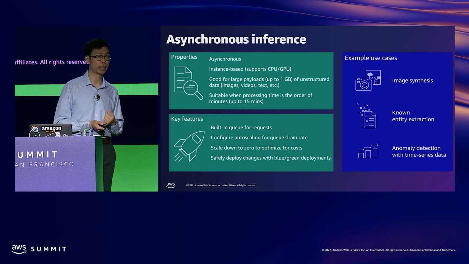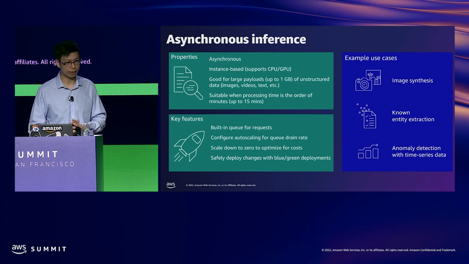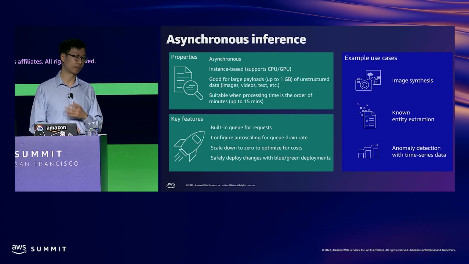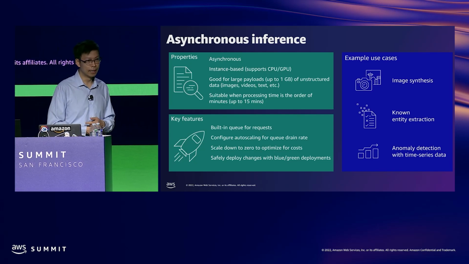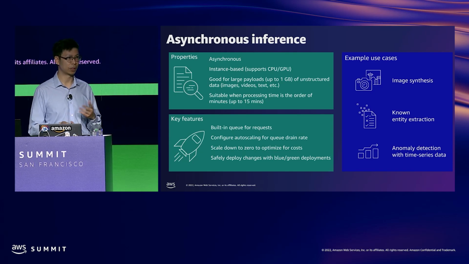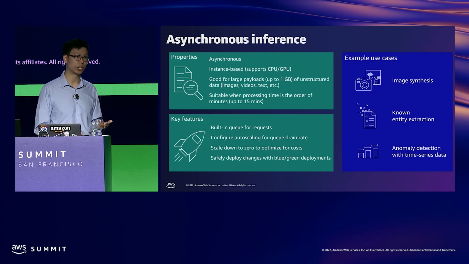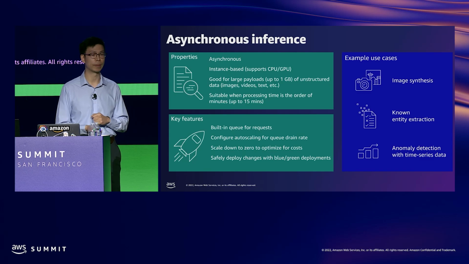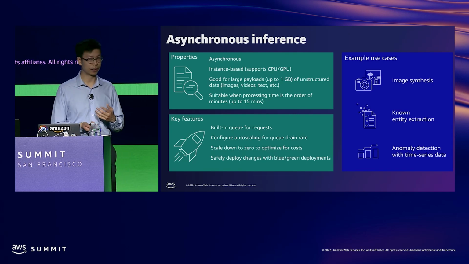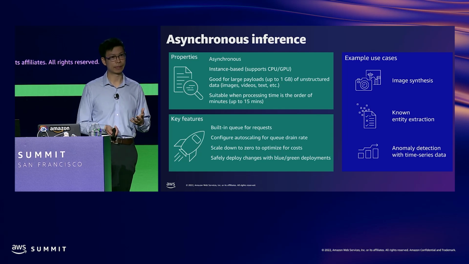The main thing to keep in mind here for asynchronous inference is that you just need to pick instances and your auto-scaling policy based on your desired queue drain rate. So how fast you want inference requests back for the requests that are in the queue. You can scale down to 0 to optimize for cost. So if you're not seeing any requests, you can scale down to 0 and you won't be charged for that endpoint. And we also have features similar to real-time inference to help you safely deploy changes with blue, green, or canary deployments. Some example use cases are image synthesis, extracting known entities from documents, and anomaly detection for time series data.